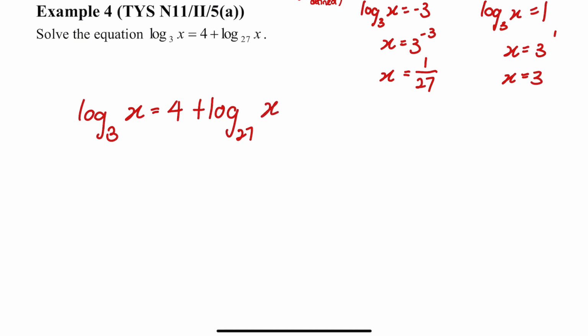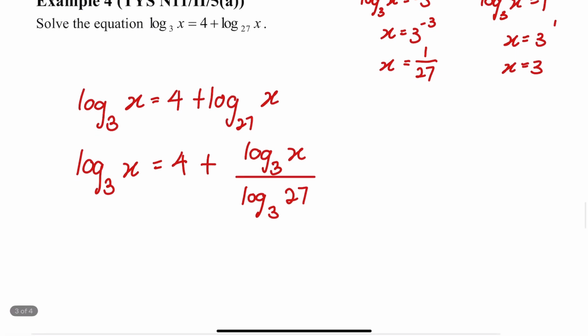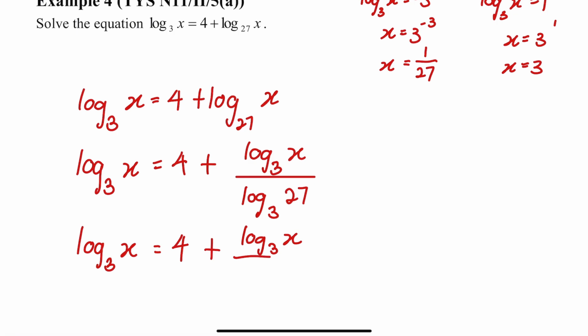So always remember, when you see different bases, always make them the same base. Smaller number is better. So over here 27, I can make it base 3, especially since 27 is a power of 3 as well. So log base 3 of x is equal to 4 plus log base 3 of x over log base 3 of 27. This is by your change of base formula. Then I further simplify this.